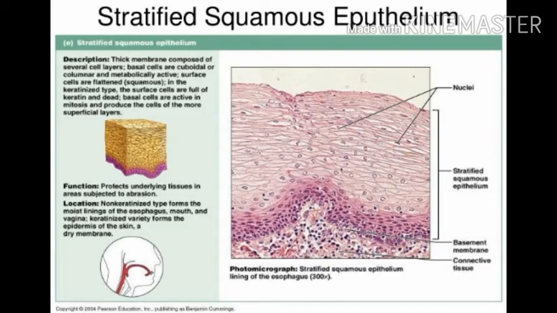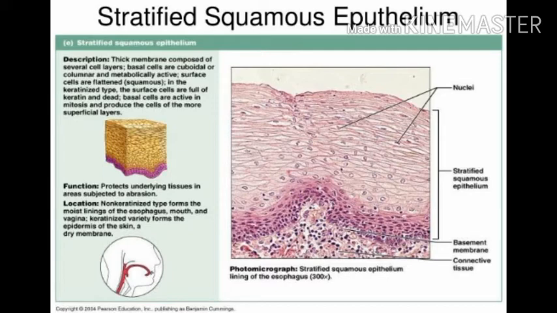The second type of squamous epithelium is stratified squamous epithelium, where there are more than one layer of cells which are packed one above the other, as you can see in the diagram. Because there are many layers, their main function is protection.